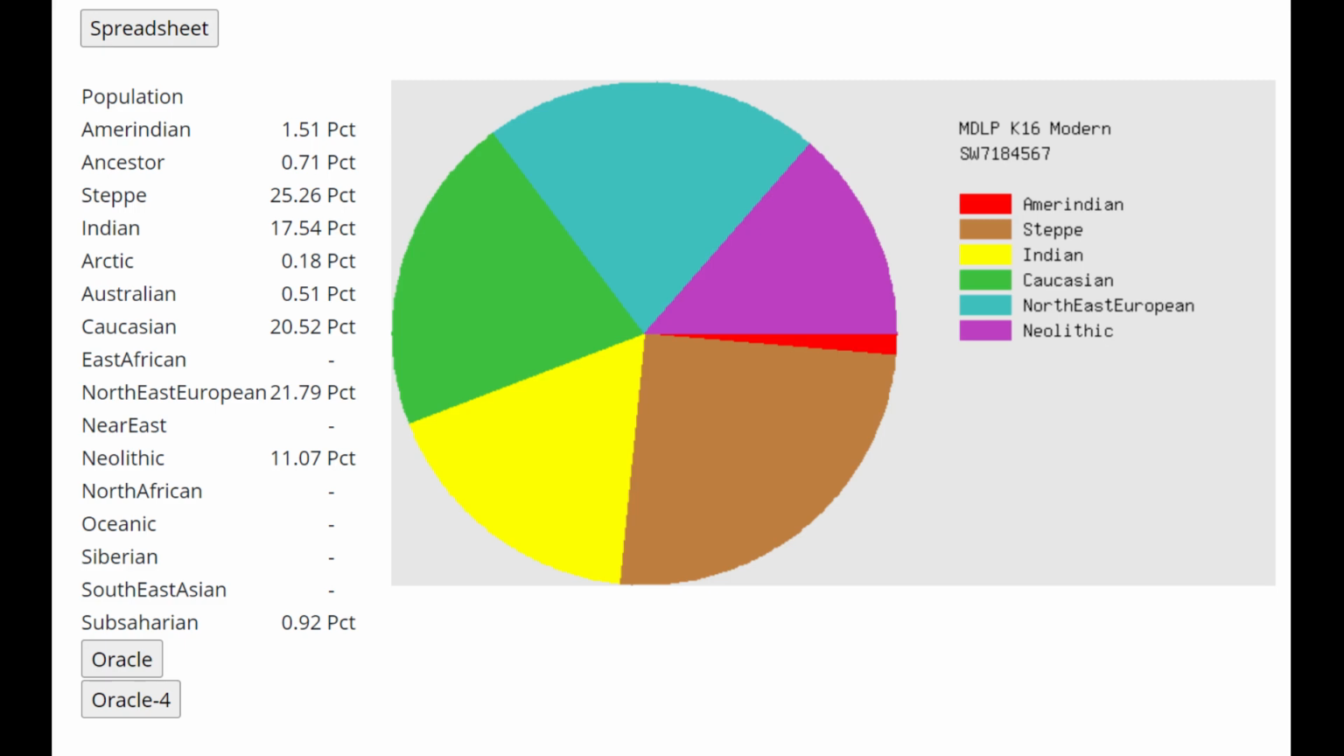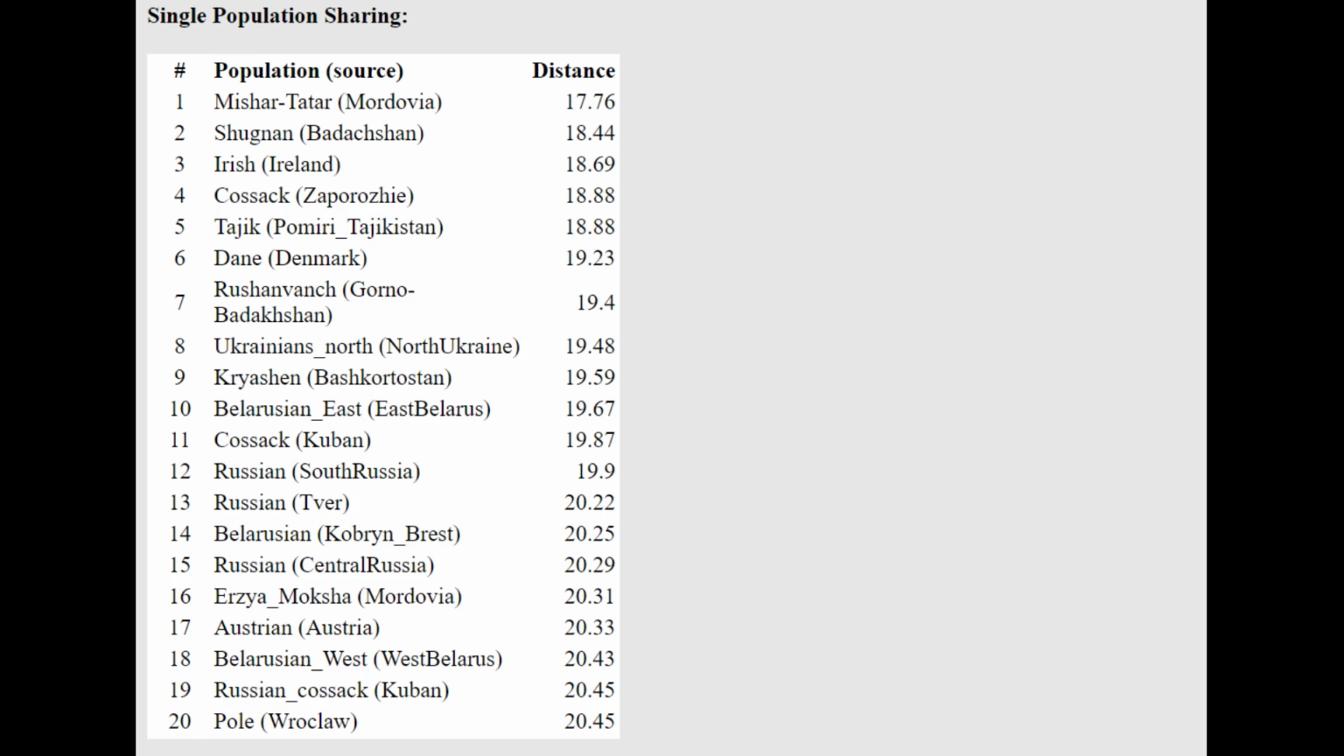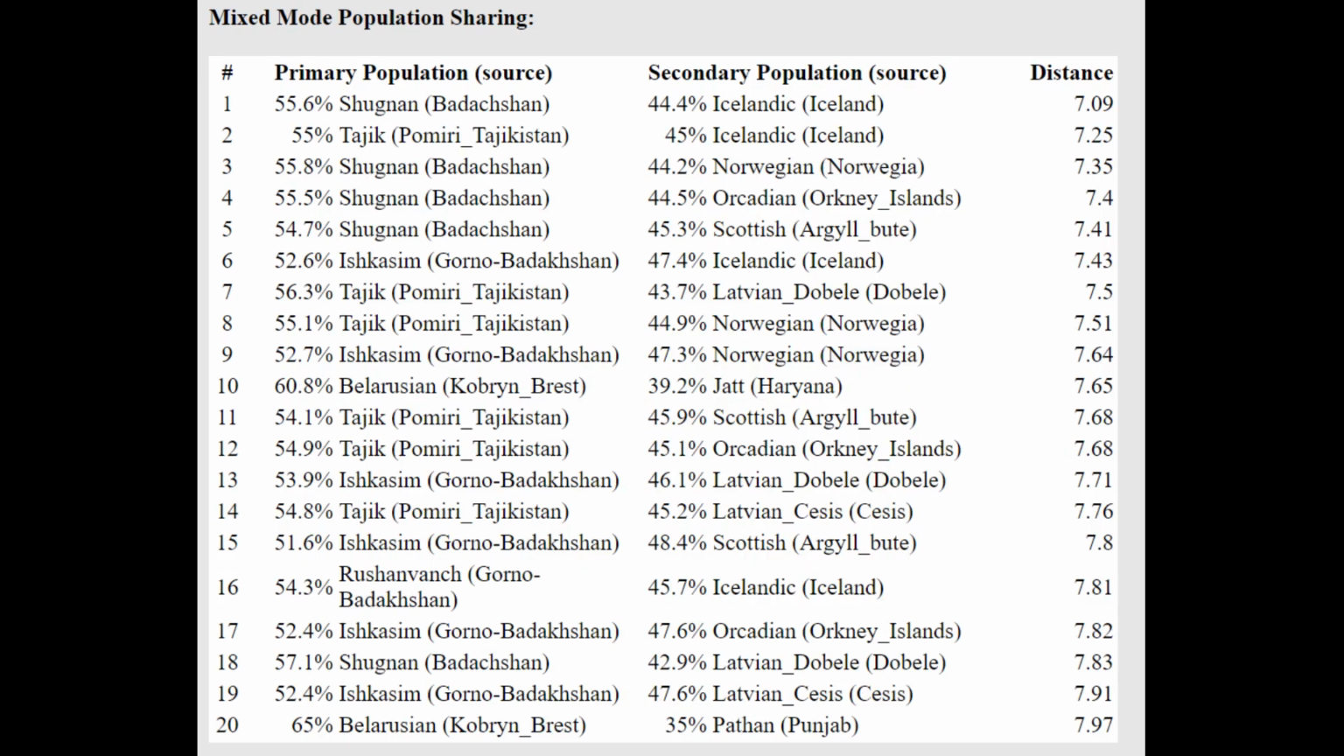You can see BMAC admixture here, 17.5% Indian, that's all from BMAC admixture, for example, here on MDLP K16. Closest to Mishar Tatars, with very high distances, followed by people from Badakhshan, and actually she's getting modeled here as a mixture of people from Badakhshan plus Icelandic, so a mixture of Tajik or South Central Asian plus Icelandic, and actually more Tajik than Icelandic.